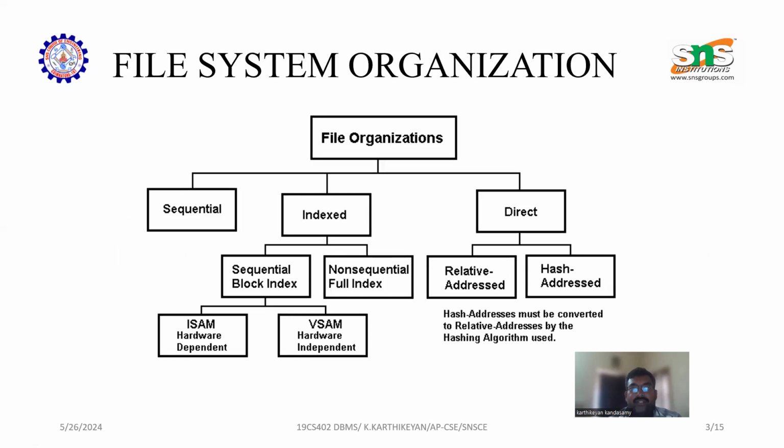So this is file system organization. We have three types of organization: sequential, indexed, and direct. In indexed, we have two types: sequential block indexed and non-sequential full indexed. Sequential block index has two types: ISAM, hardware dependent, and VSAM, hardware independent. And in direct organization, we have two types: relative addressed and hash addressed.